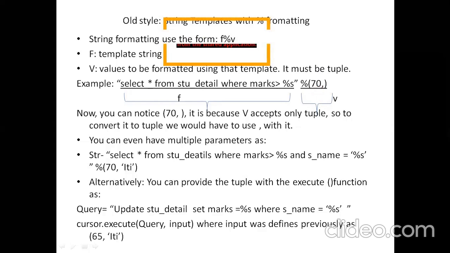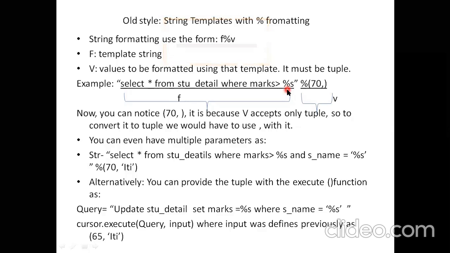One more thing: here only one %s is written, which means you are passing only one value. If there are two or three %s written, then it indicates that you can pass that many values in this parenthesis. You can notice that 70 comma has been used. Why? Because the v value accepts only a tuple, and that is the reason we are passing 70 comma.